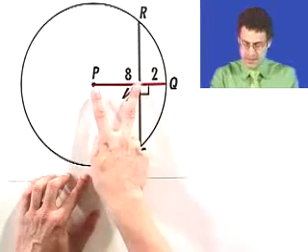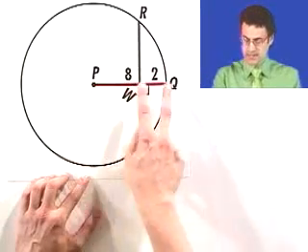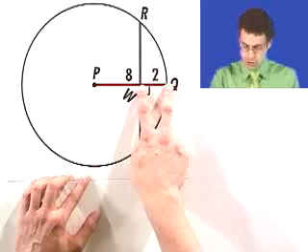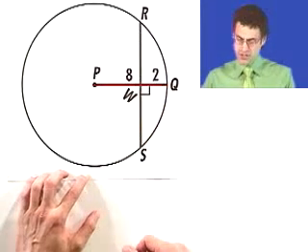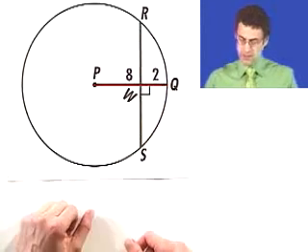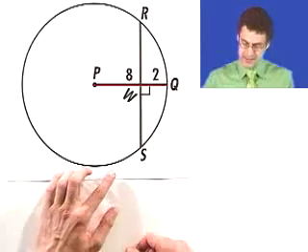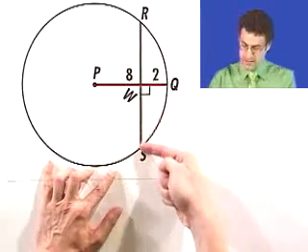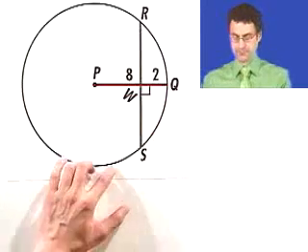And I'm told that this length here is 8, this length here is 2. And our mission is to find the length of RS. I want to find the length of this green chord.